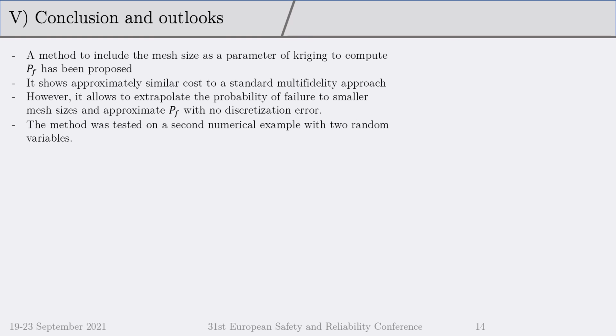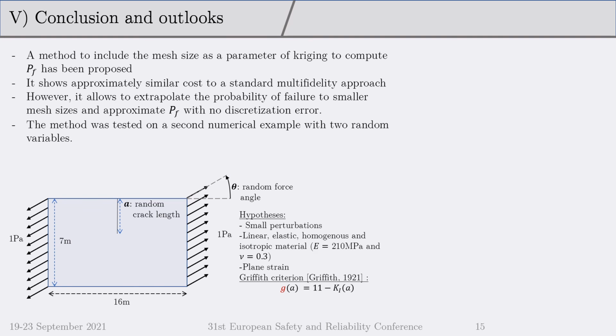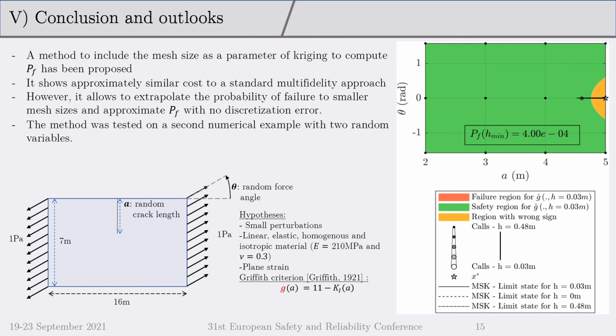The method was tested on a second numerical example with 2 random variables. The hypothesis and the example is shown here. And you can see on the right the enrichment of the metamodel and of the limit states. A paper including this work has already been submitted.